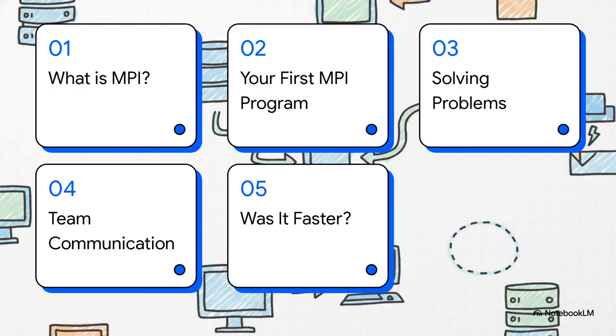Okay, so here's our game plan for today. We're going to start with the basics. What even is MPI? Then we'll look at the essential commands, your first baby steps in an MPI program. After that, we'll use those ideas to solve a real math problem. We'll even look at smarter ways for our computer team to talk to each other. And finally, we'll answer the big one. Was all this effort actually worth it? Did it make things faster?